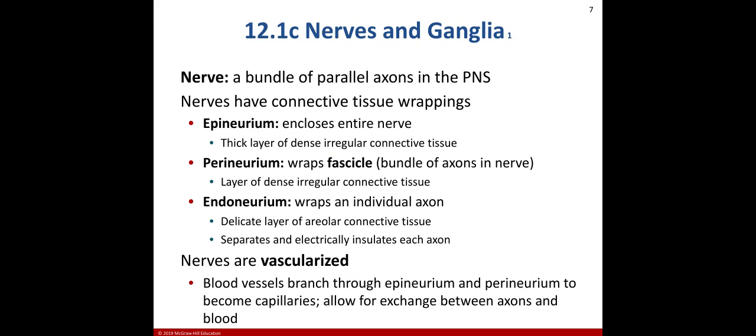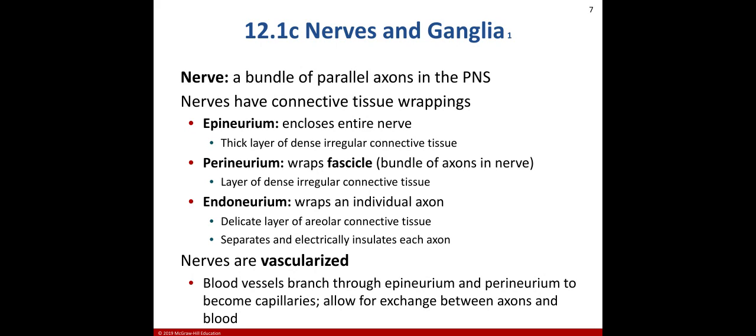Okay, so now that we've got our breakdown between the central nervous system, the peripheral nervous system, whether it is functioning somatic or visceral, if it's sensory or motor, let's look at the nerves themselves. So, a nerve is just a bundle of axons in our peripheral nervous system. Nerves actually are wrapped in connective tissue. We have epineurium, which is going to be over the whole nerve. It's a layer of dense, irregular connective tissue.